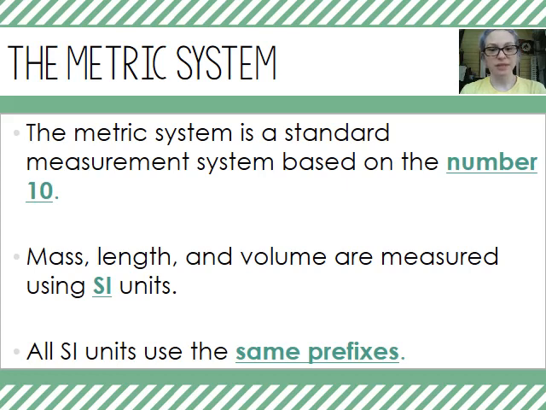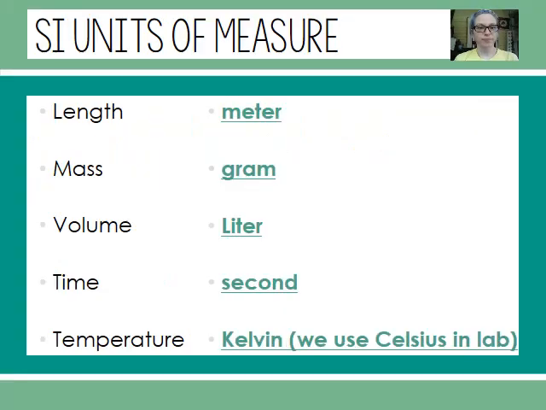So the metric system is a standard measurement system based on the number 10. Mass, length, and volume are all measured using SI units. And the great thing about this is all the SI units are going to have the same prefixes. So we're basing it on the number 10, and we're going to use all the same prefixes for mass, length, and volume. The SI units of measure that you have to know are length is a meter, mass is a gram, volume is a liter, time is second, and temperature, the actual SI unit is Kelvin, but that's reserved for laboratory settings, and so we're going to use Celsius within our lab, no Fahrenheit in class.